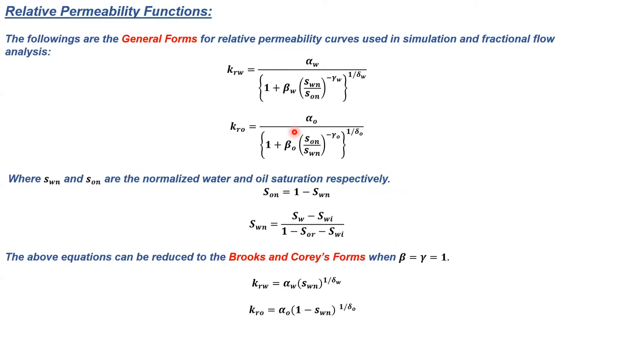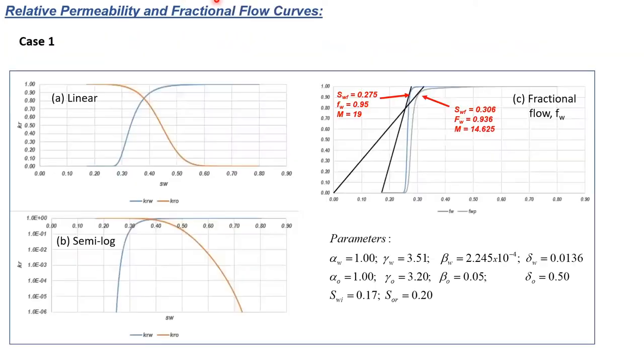And this is the one we found best after about 3 or 4 tries. But the important thing is this. In this particular case, I think I told you that the initial water saturation is 0.17. The relative permeabilities are 0 at 0.17. But I want to have a higher fractional flow. I want the fractional flow front to be 0.275.